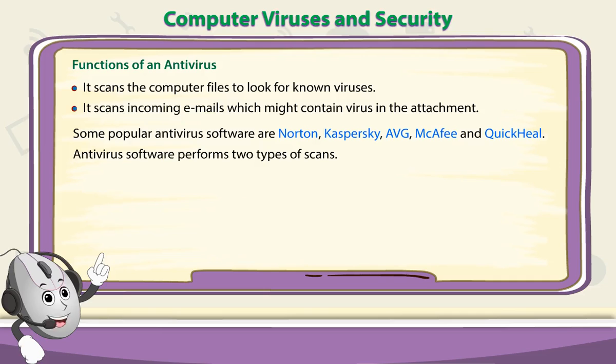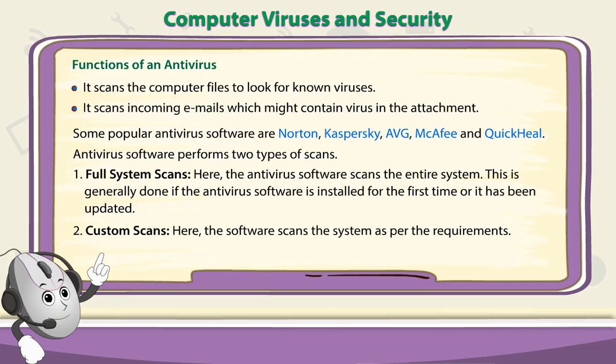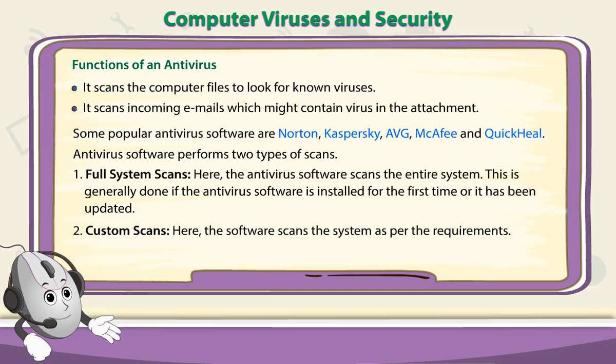Antivirus software performs two types of scans. One, full system scans. Here the antivirus software scans the entire system. This is generally done if the antivirus software is installed for the first time or it has been updated. Two, custom scan. Here the software scans the system as per the requirements.